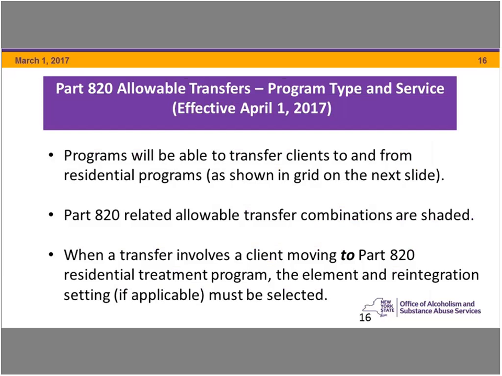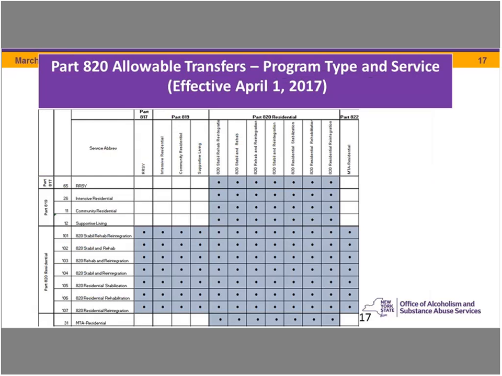Programs are able to transfer the clients, residential clients, as shown on this grid on the next slide, between residential programs and allow us to capture any element changes as those transfers occur. If it's going into a reintegration element, they'll have to select the settings. This grid shows the allowable transfers specific to Part 820 programs. So you can see where the shaded areas are that any residential program can transfer into or out of a Part 820 residential program. So you can transfer from a community residence to a Part 820 or vice versa.